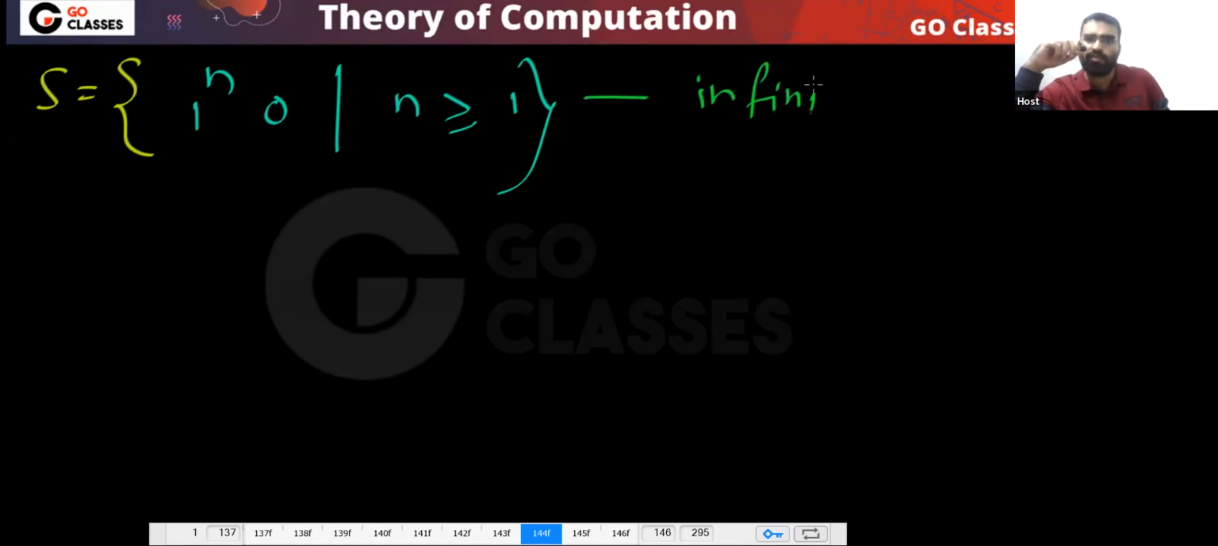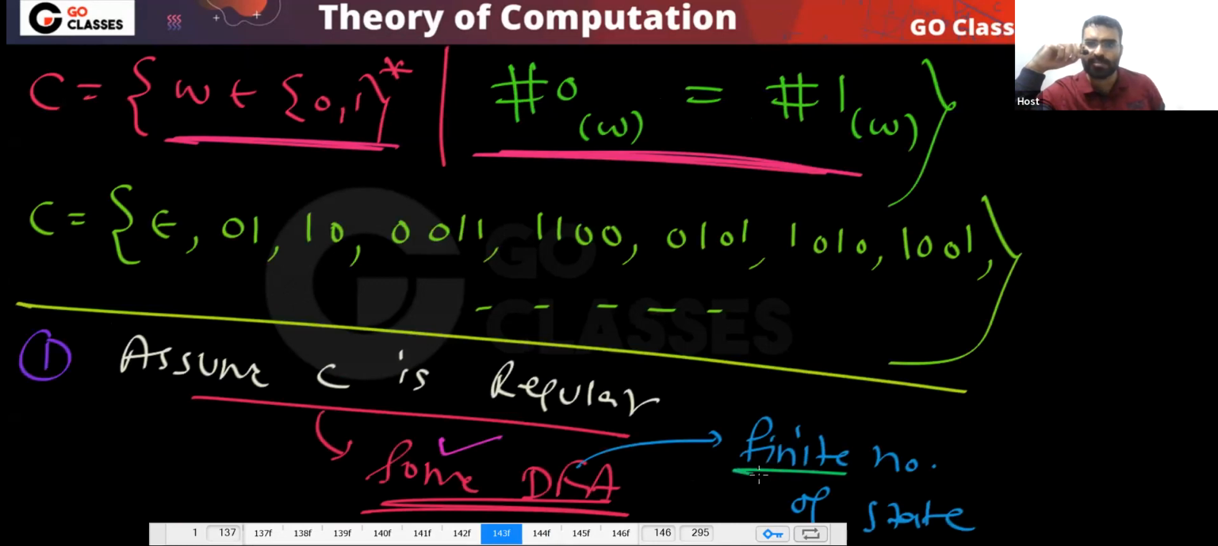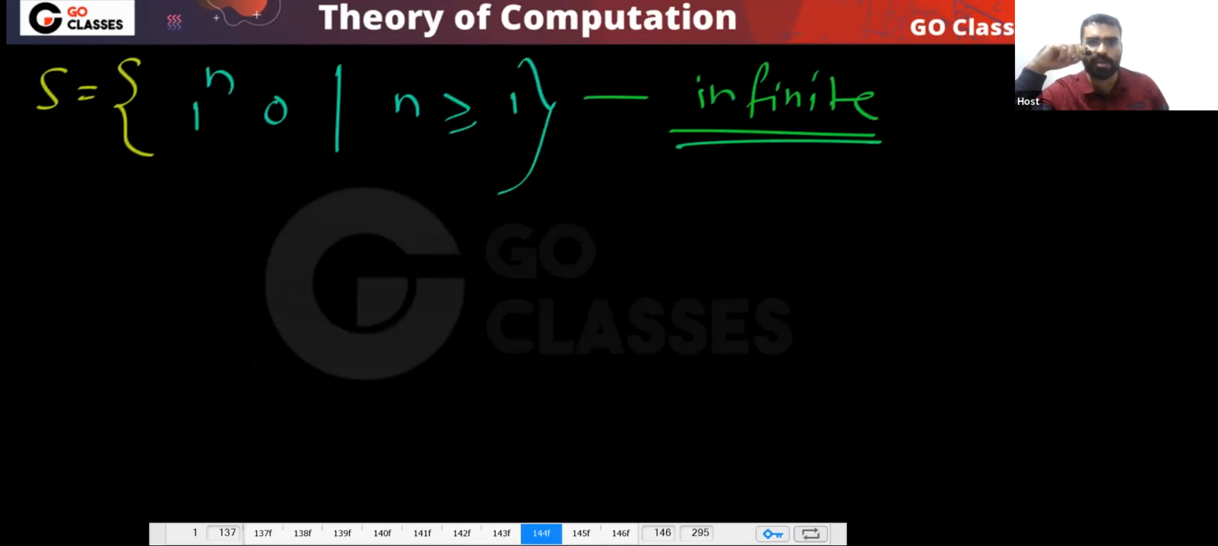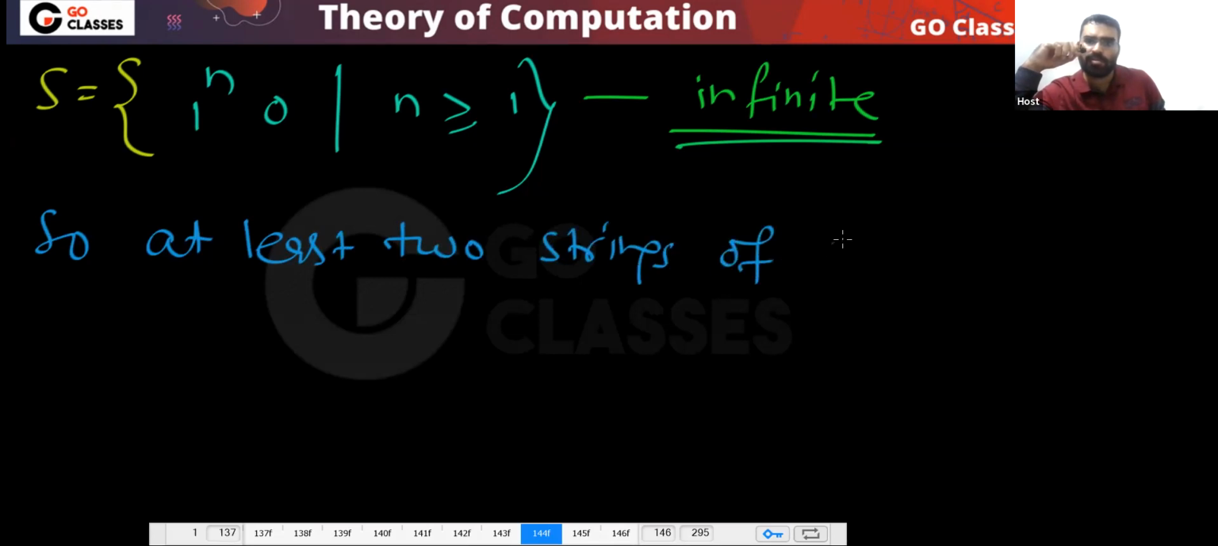So can you guarantee at least 2 of them will go to the same state? Yes, at least 2 of them will go to the same state. You can guarantee it because this is an infinite set and your DFA has a finite number of states. So at least 2 strings of S will go to the same state.